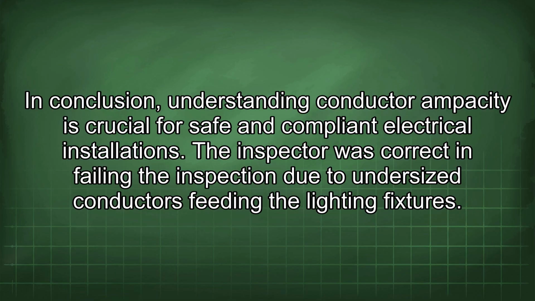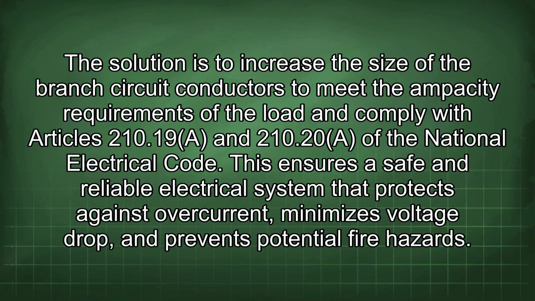The inspector was correct in failing the inspection due to undersized conductors feeding the lighting fixtures. The solution is to increase the size of the branch circuit conductors to meet the ampacity requirements of the load and comply with Articles 210.19 and 210.20 of the National Electrical Code. This ensures a safe and reliable electrical system that protects against overcurrent, minimizes voltage drop, and prevents potential fire hazards.